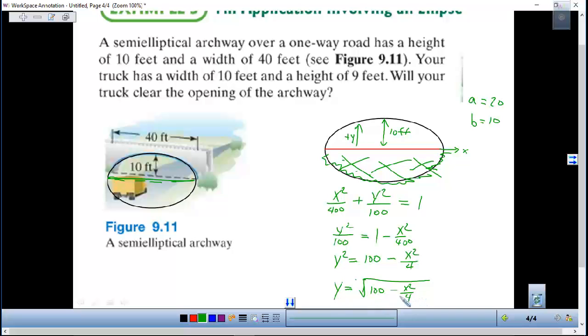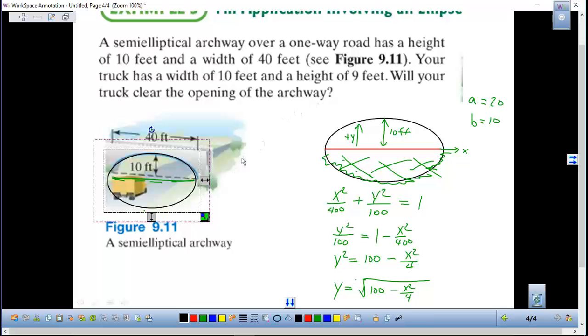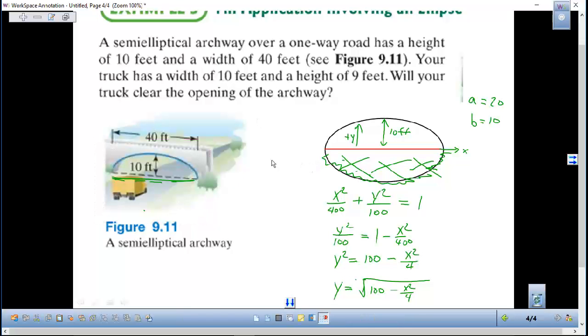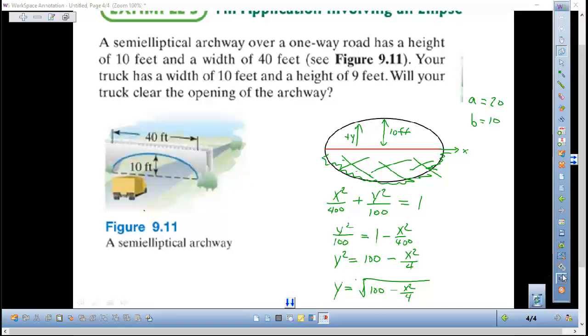So if this is defining the y value, the top part here, then how do we find if our truck is going to go through there or not? Well, here's how we do that. Let's go over here and look. Let me go ahead and get rid of this ellipse so the picture's a little better. Let's get that out of the way, and let's zoom in just a touch.